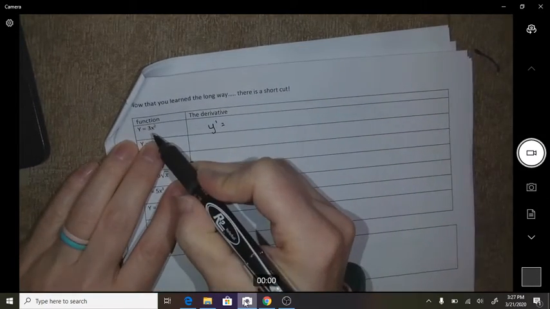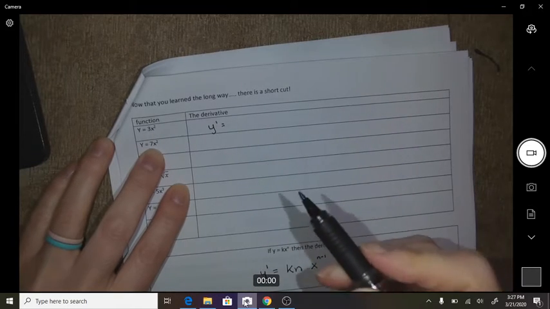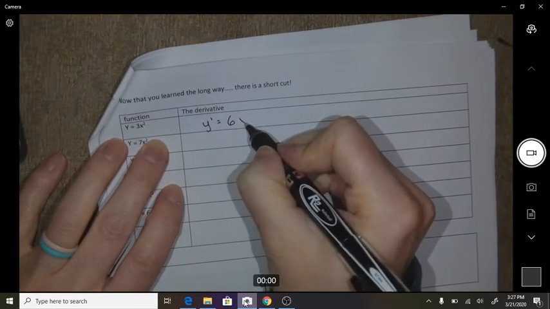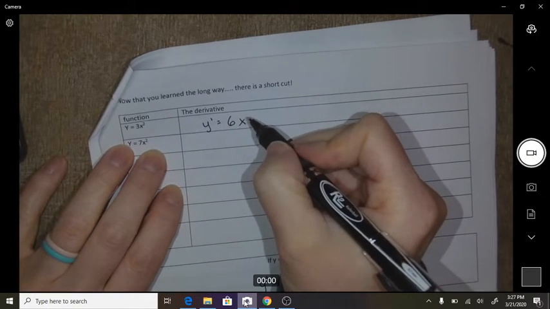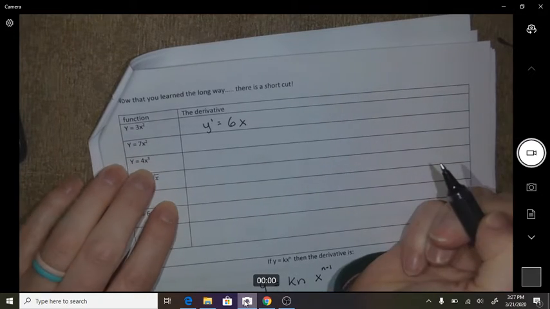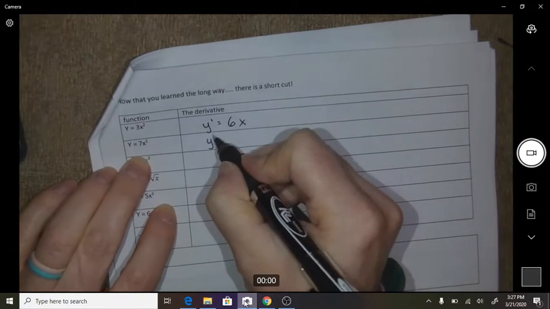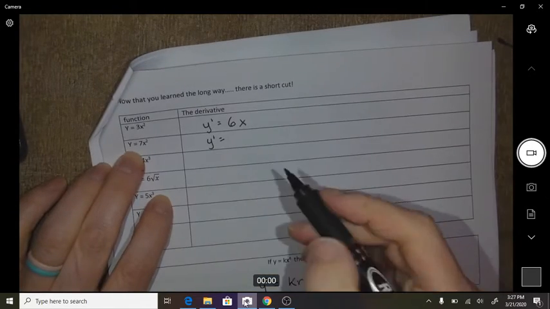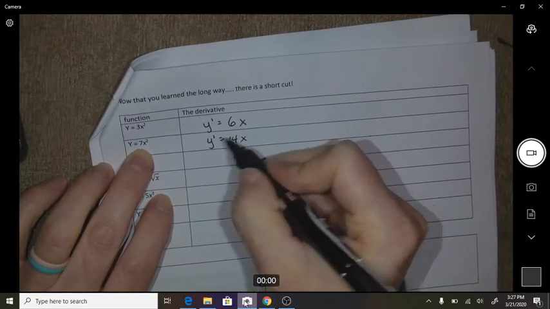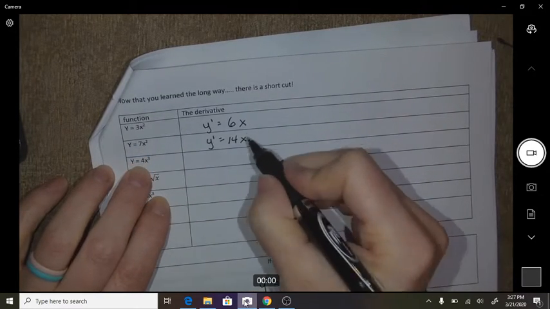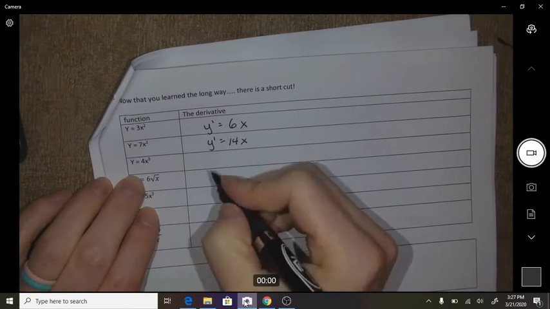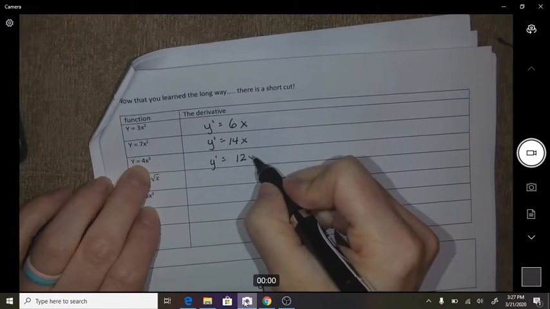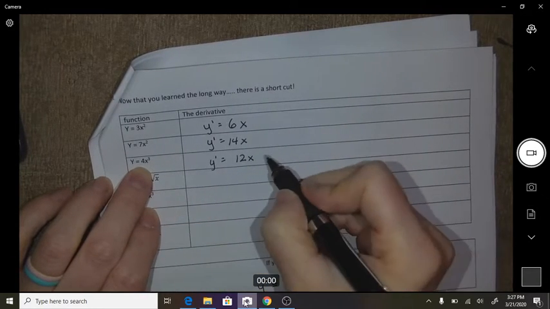Okay, so let's try it up here. The derivative is times the coefficient and exponent, so that would become 6. And then the x will have an exponent that's 1 less, which is just 1. Okay, the derivative, I times the exponent and the coefficient, so 14. And then the x will have 1 less degree, so again, it's just a 1. Okay, times exponent and coefficient is 12x, and then the x will have 1 less degree.